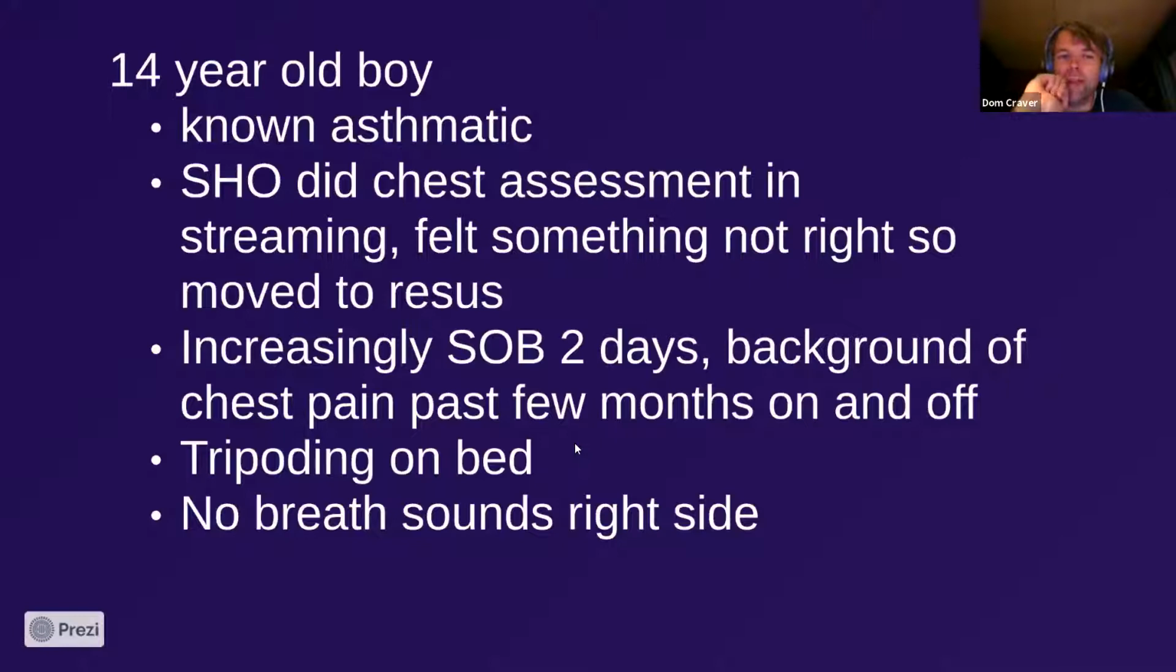And I overheard them talking about the case as they were bringing him around. So I went around with them. And he was obviously in a lot of distress. He was really breathless. And it was quite quick onset. And he'd been getting this chest pain on and off the past few months. But at the time, all we heard was he had chest pain and breathless. And he was tripoding in the bed. And there were no breath sounds whatsoever on that right side. So obvious diagnosis is clear, isn't it?